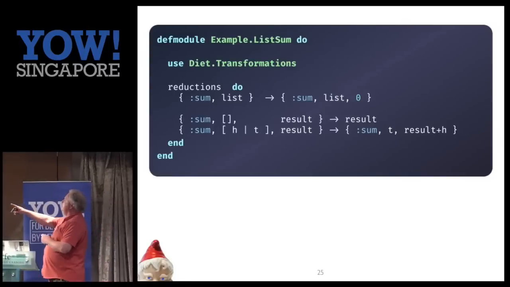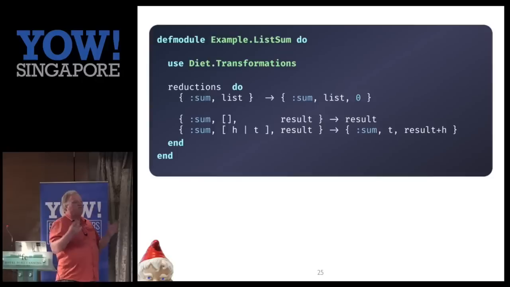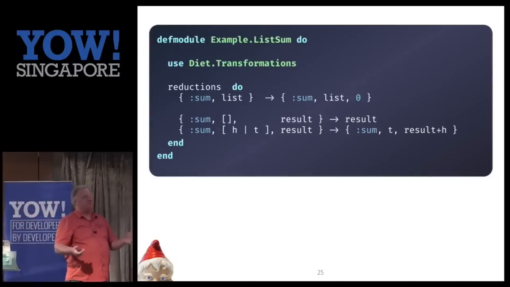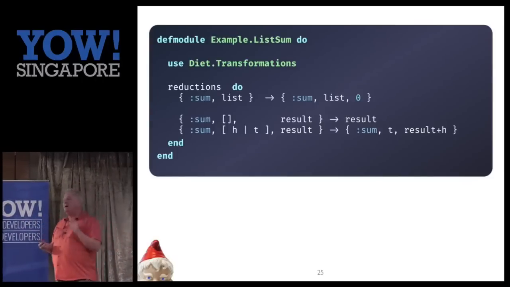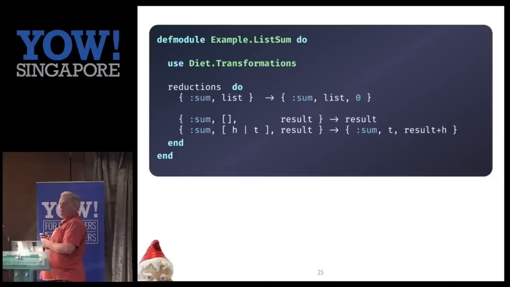Otherwise, the output from the transformation is going to be another request to sum the tail of the list, and the result so far is going to be the result so far plus the head. So this is just your normal functional definition of sum. It's recursive, but you'll notice that it's done purely in terms of input and output. There's no actual code in the middle apart from that little result plus h there.